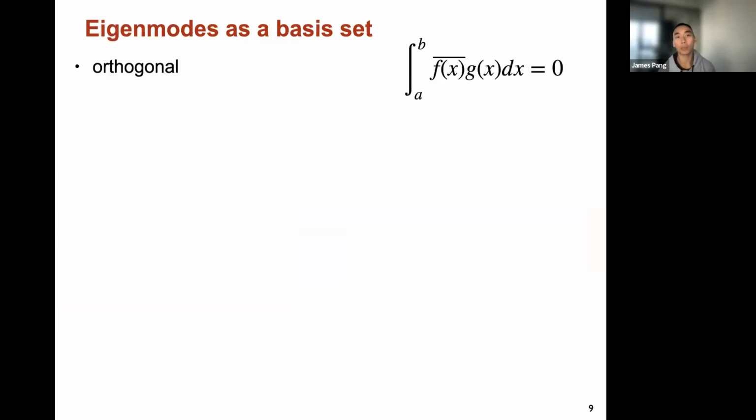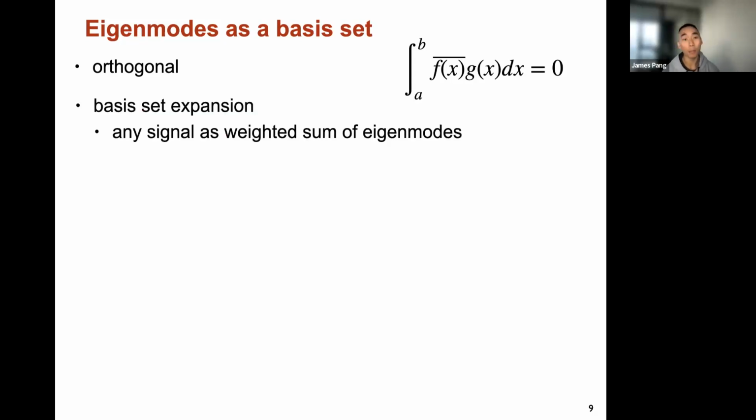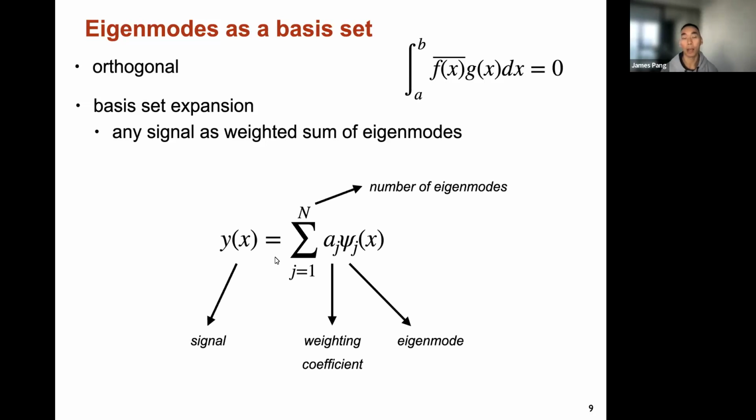Now, the important aspect of these eigenmodes is that they are what we call a basis set. So they are a complete basis set. That means the eigenmodes are orthogonal. There's no overlap between them. And that means you can perform a mathematical exercise called the basis set expansion, where any signal can be approximated as a linear combination of eigenmodes psi weighted by some coefficient A. And you can do this exercise for any kind of signal emerging in that system.